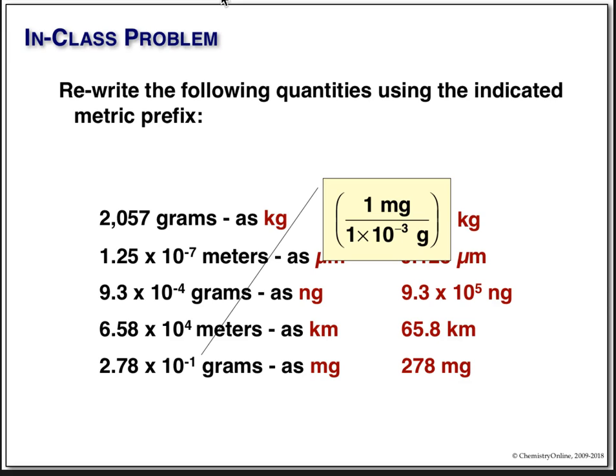Now again, just practice is all it takes. We'll be doing problems that involve conversions all the time, so you'll get lots of practice. Any questions?